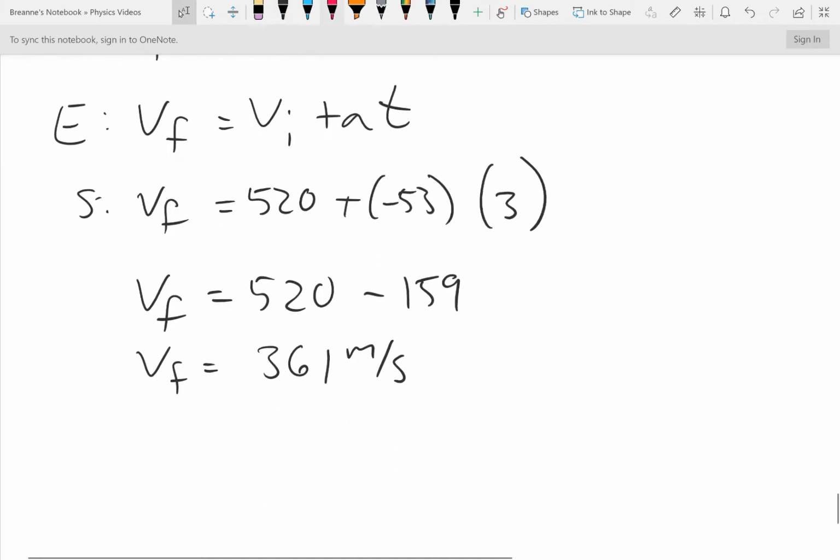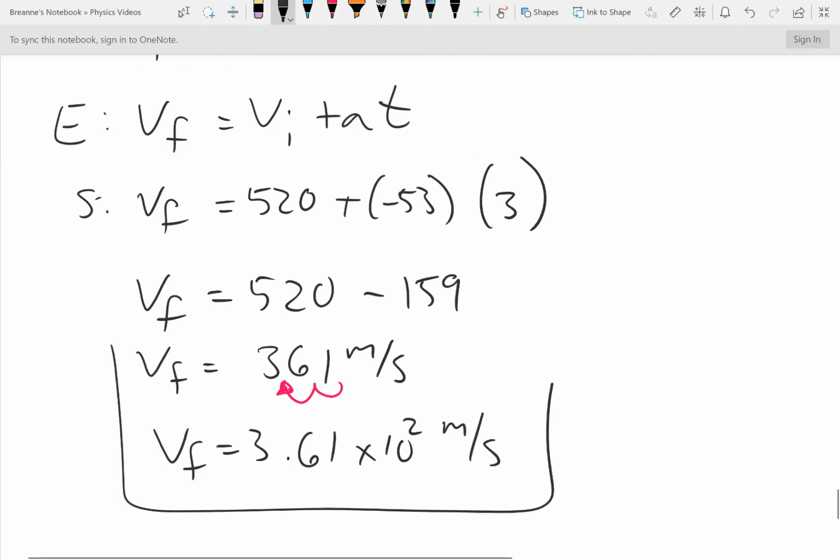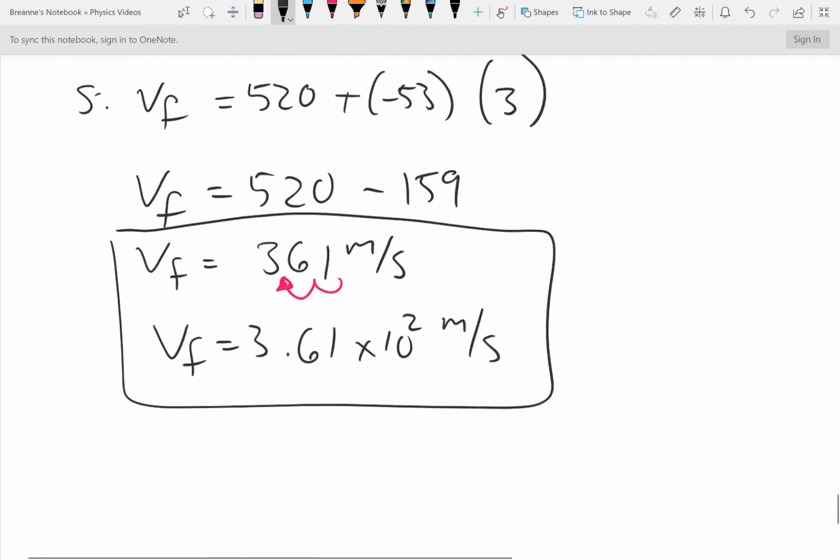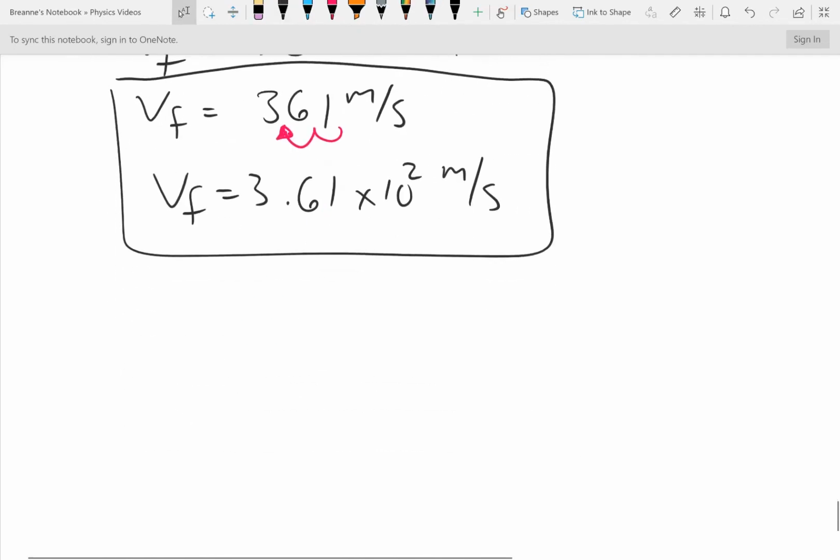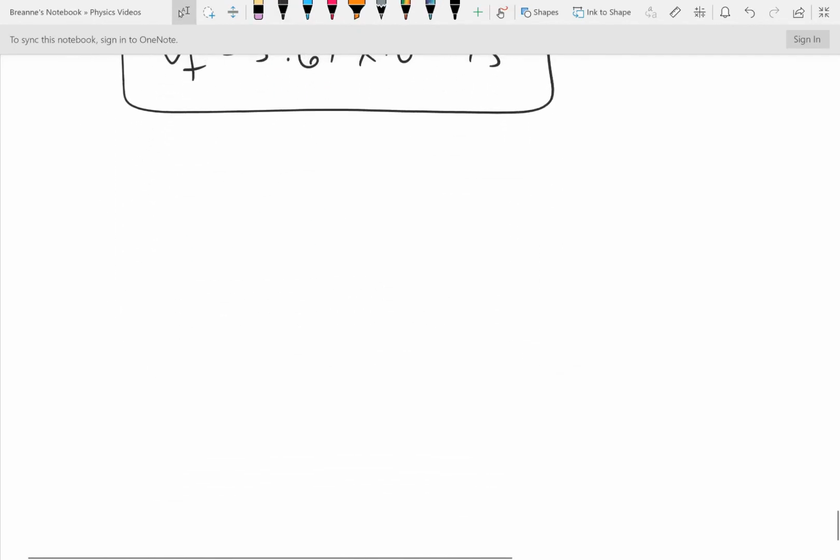To put that into scientific notation, you move the decimal over 1, 2 times. So you're left with VF equals 3.61 times 10 to the 2, because we moved it 2 times, meters per second. So that is our answer in scientific and standard form. So that is it with the homework. But I did promise I will do questions 16 and 17 on the mixed calculations.